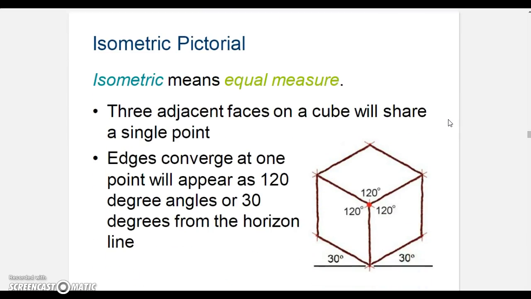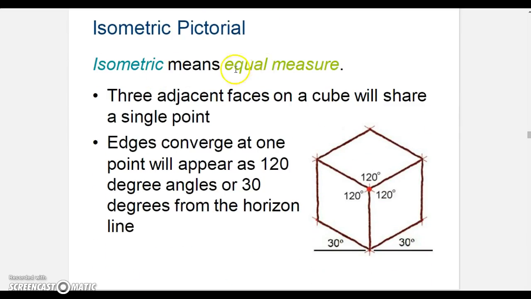Now, isometrics are the next big idea. This means equal measure. So we have 120 degrees here, that's all the same, and 30s and 30s. These will all share a single point here of the faces.